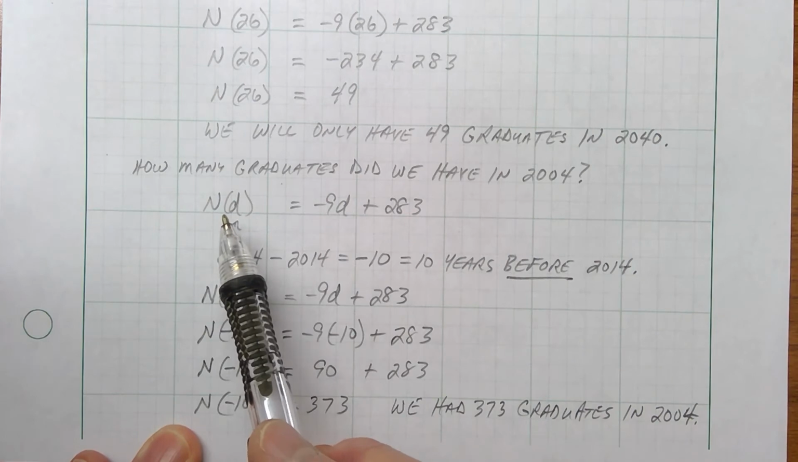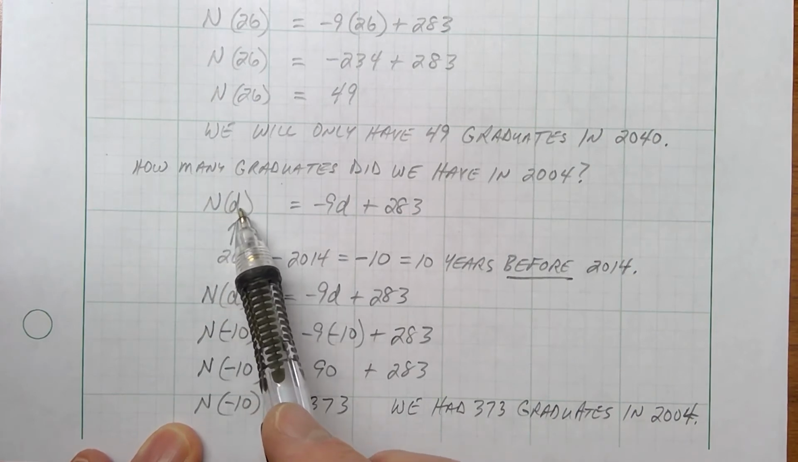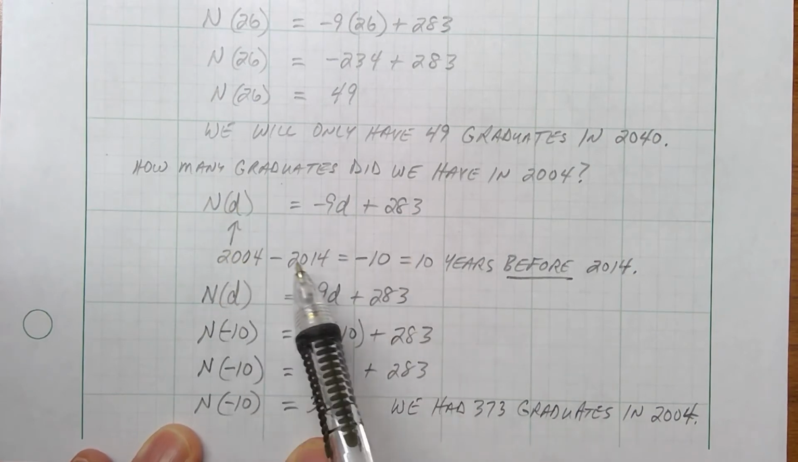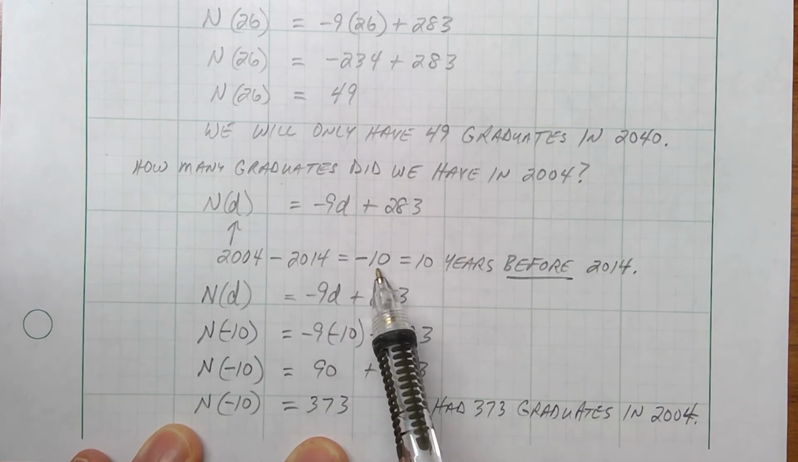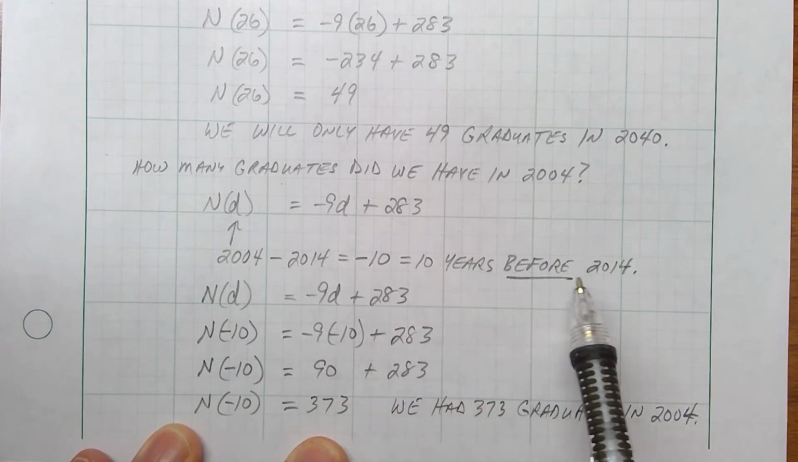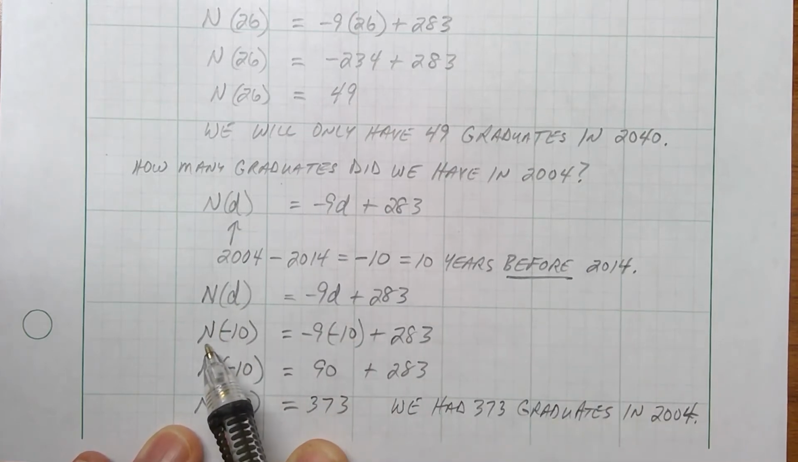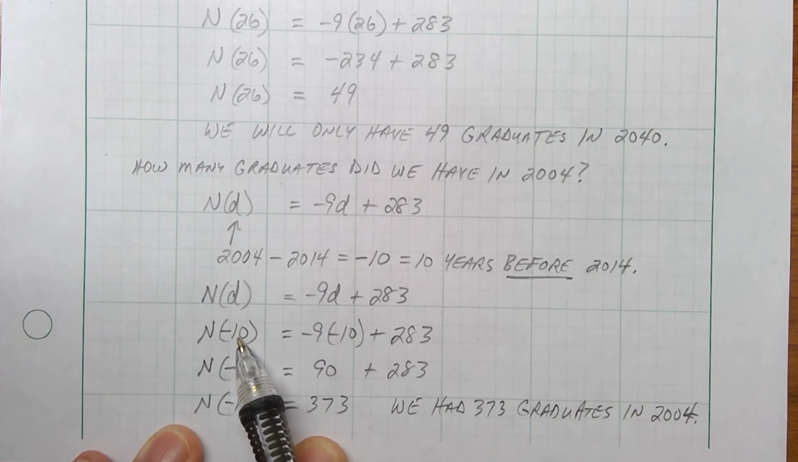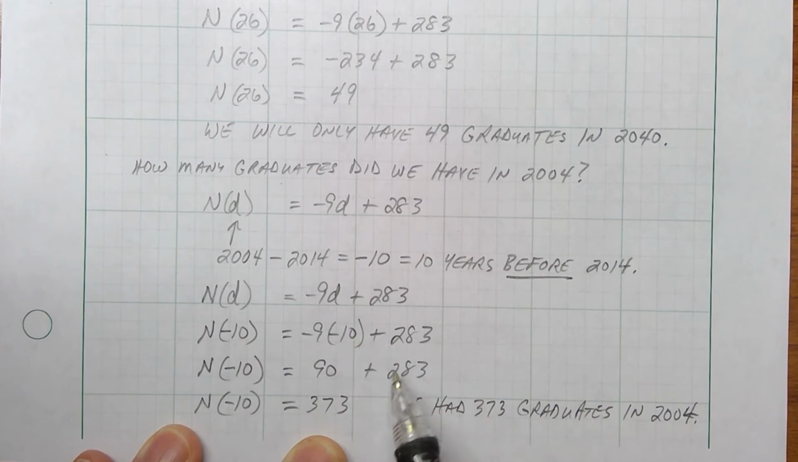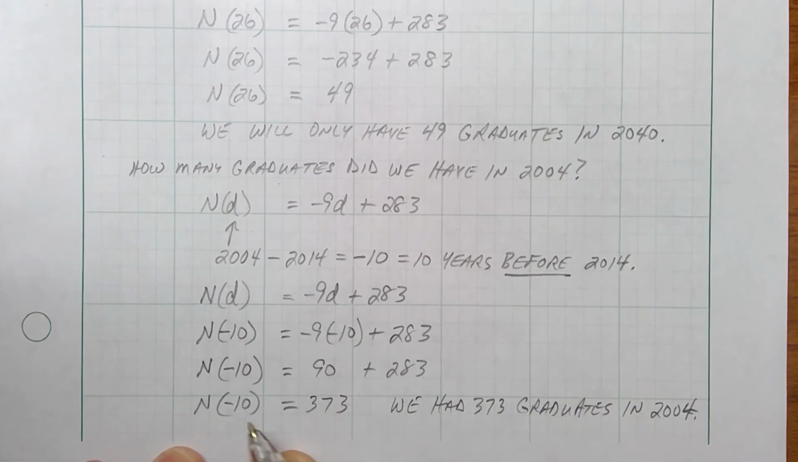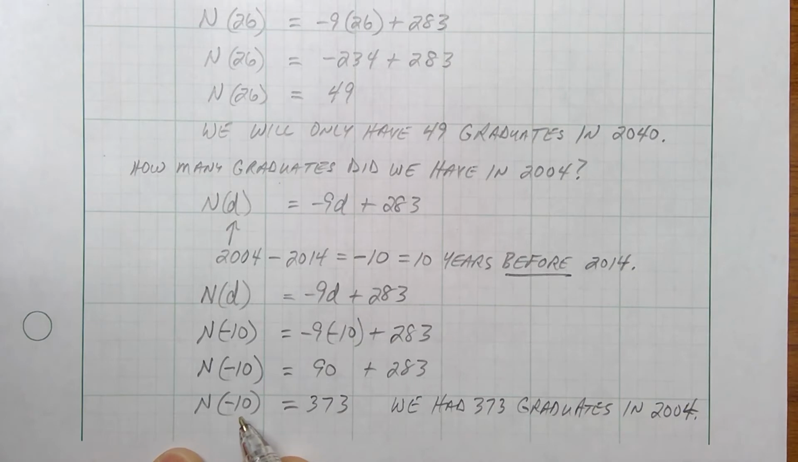All right, so I want to know how many graduates did we have in the past, 10 years ago. 2004 minus 2014 means I need to use negative 10 for D. That's 10 years before 2014. So here's my equation. I want the number of graduates 10 years before we started the table. Replace D with negative 10, do the math, we got 373. So the number of graduates we had 10 years before was 373. In English, we say we had 373 graduates in 2004.